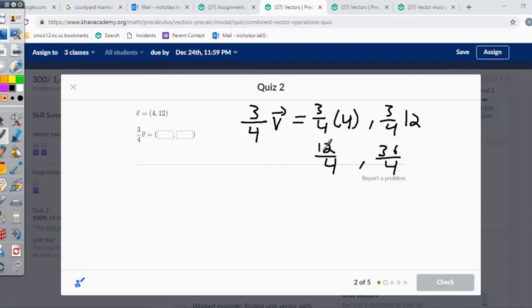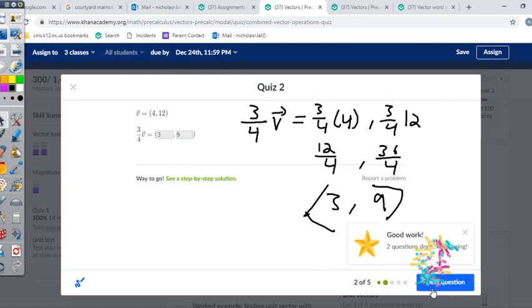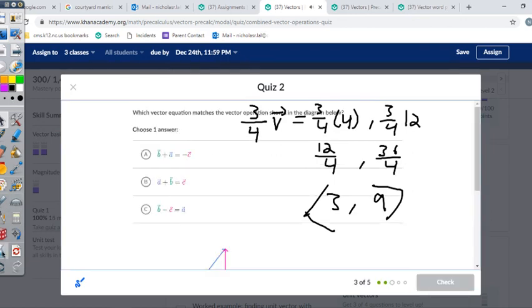And so 12/4, that's going to equal 3. And 36/4, that's going to be 9. Remember, 4 times 3 is 12. 9 times 4 is 36. All right, so our component vector is going to be 3, 9. Clearing annotations.